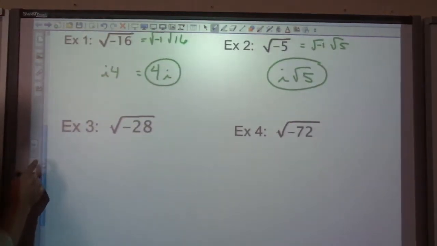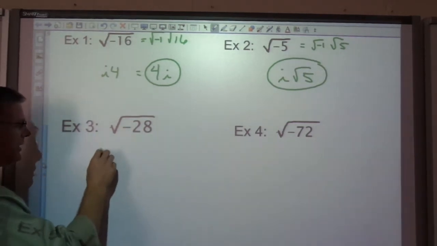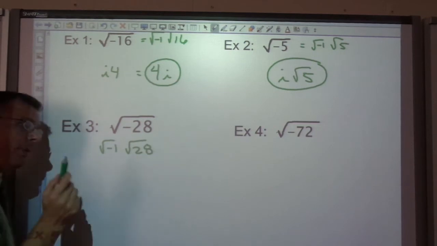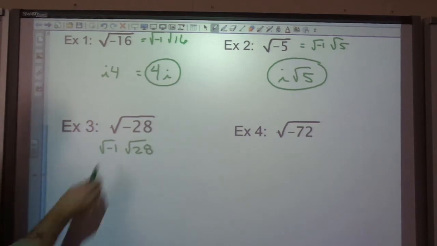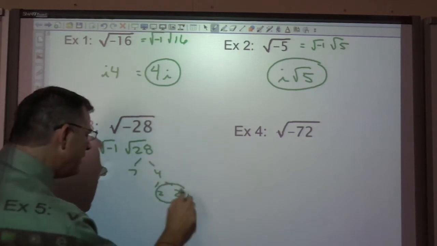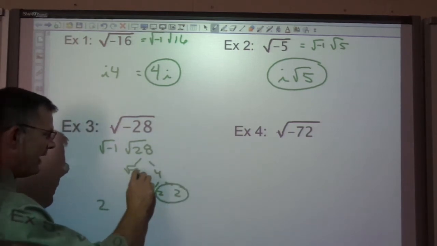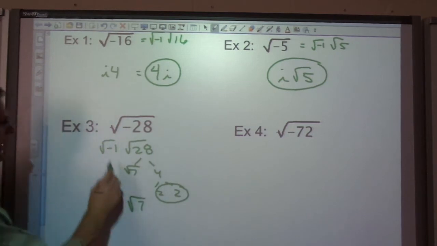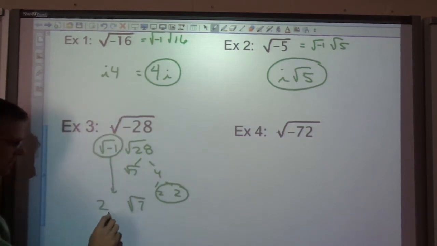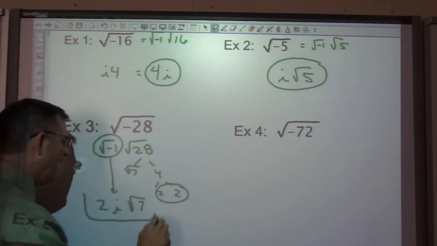Something like square root of negative 28, again, we can simplify and say that's square root of negative 1 times square root of positive 28. And positive 28 we can do. We know this is 7 and 4, 2 and 2, there's a plain 2, there's a radical 7, and then this is i, and we put the i with the plain, so 2i radical 7.